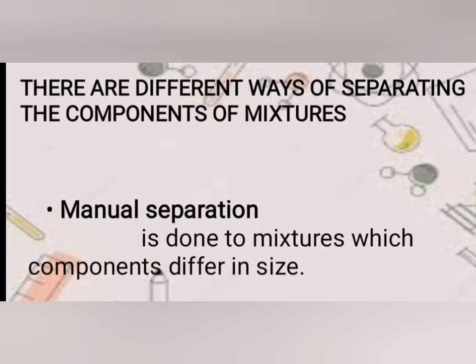There are different ways of separating the components of a mixture. First is manual separation. Manual separation is done to mixtures whose components differ in size. Pebbles can be separated manually from sugar with the use of fingers or tweezers, but this is very tiresome and will take a longer time. A fine mesh screen can also be used to separate sugar from pebbles.